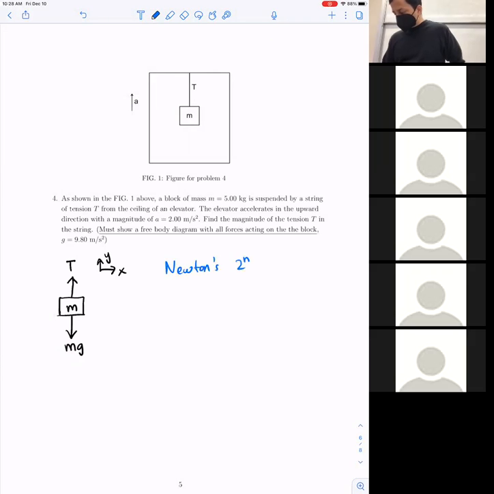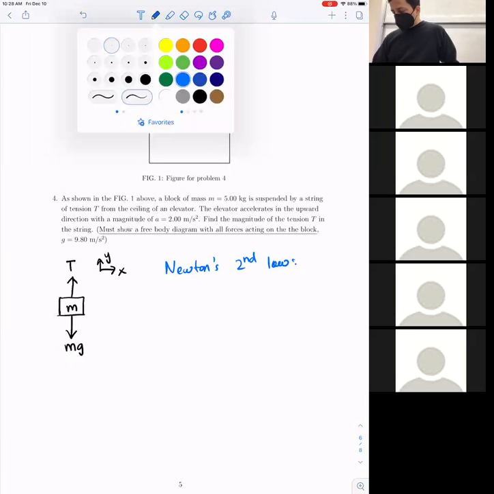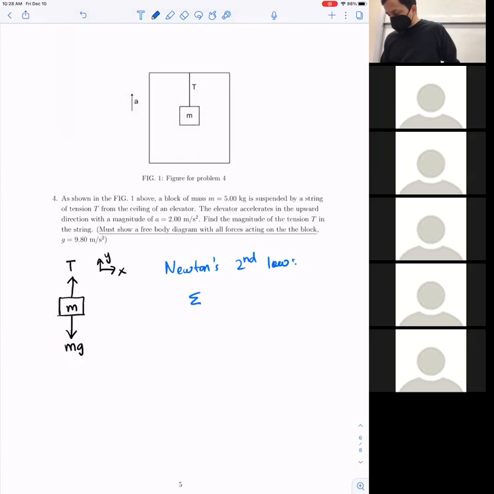Newton's second law. In this case, we only have one direction, the vertical direction. There's nothing really happening in the x direction. Newton's second law will say that the sum of the forces along the y-axis is going to equal the mass times the acceleration along the y-axis, which in this case is equal to m times a. That is, your a_y here is equal to A, which is 2 meters per second squared.